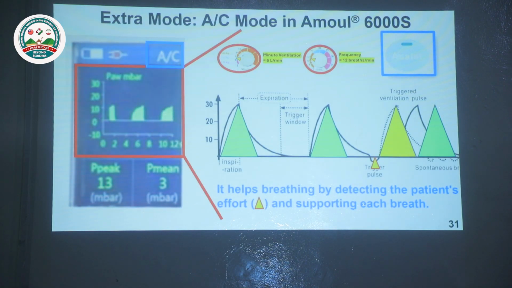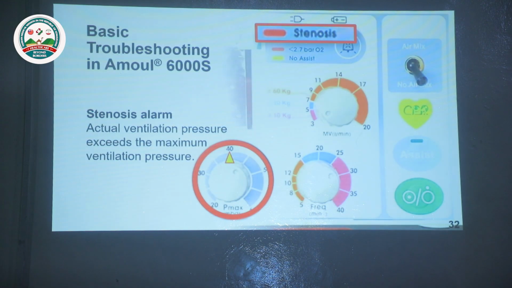So if the patient has spontaneous breathing with a respiratory rate more than 12, the ventilator can deliver another breath. Okay, so for example, if the patient has 20 breaths per minute, the ventilator will deliver another 8 breaths by the patient trigger. So the total respiratory rate in 1 minute is about 20, it's not 12. So this 12 is just at least 12 breaths per minute in AC mode. Okay, so the third part is about troubleshooting.